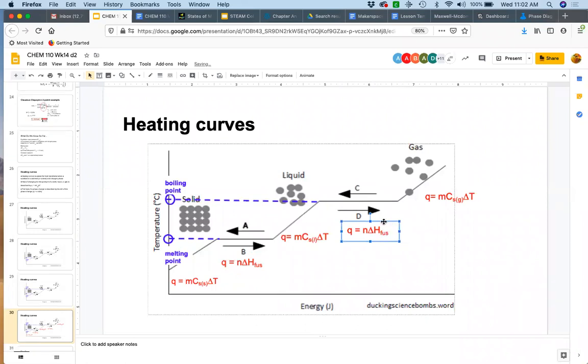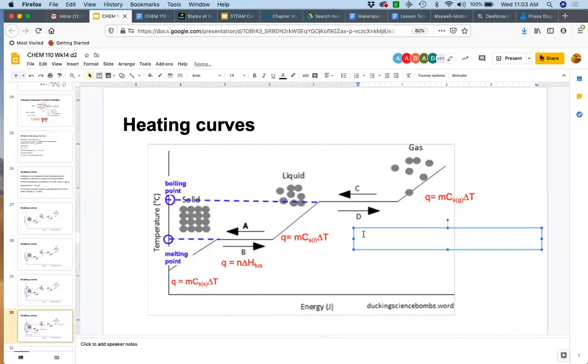And then in this case, it's not fusion. I'll have to find another equation. In this case, what would the transition be from liquid to gas? Do you remember? Going from a liquid to gas would be the delta H of vaporization. So this guy should be Q is equal to n, and then we've got our delta H of vaporization. And I'll go in and fix that.